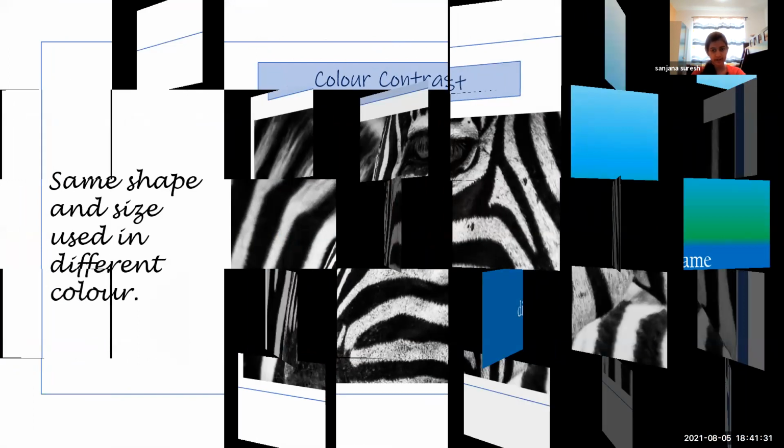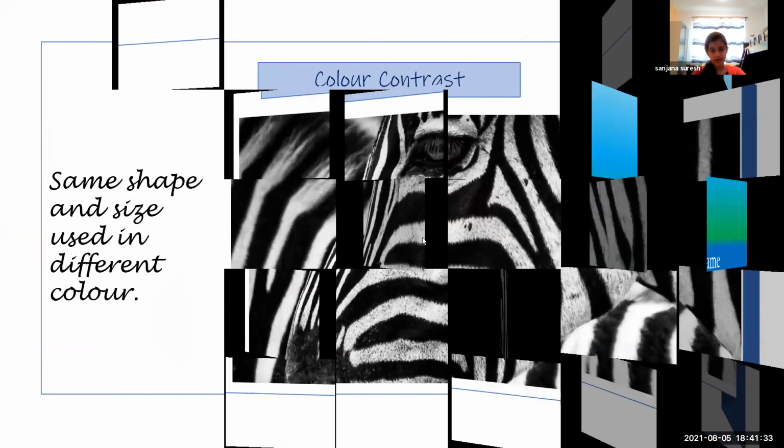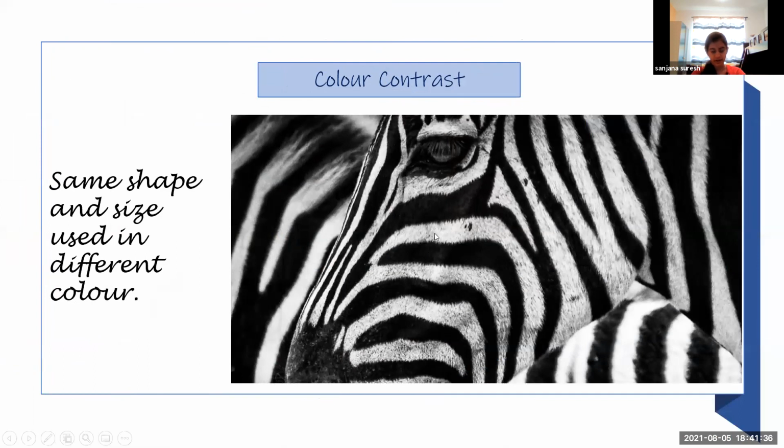Now color contrast, the same shape and same size, but in different colors. So you can see here the black and here white. So the color contrast is there.